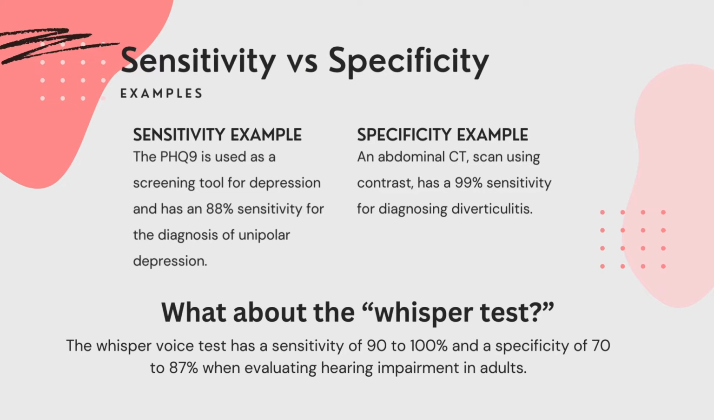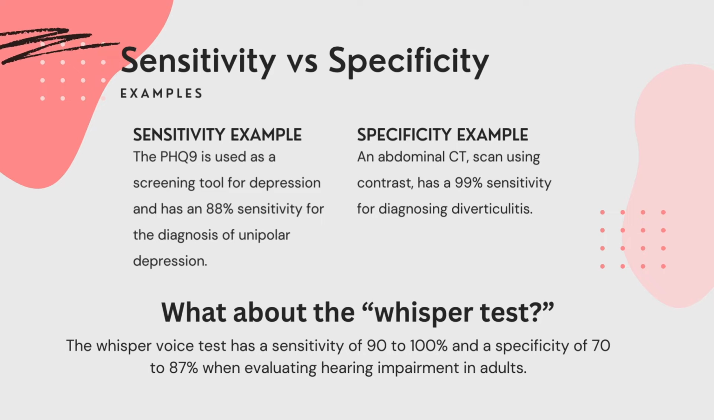Alright, so let's go over a couple of examples of how these terms can be used in practice and really put them into application. So first, a good example of a test with high sensitivity would be the PHQ-9. This stands for Patient Health Questionnaire. It's got 9 questions, hence PHQ-9, and it's used as a screening tool for depression. So the PHQ-9 has an 88% sensitivity for the diagnosis of unipolar depression, meaning that 88% of the time the PHQ-9 accurately diagnoses a person with unipolar depression.